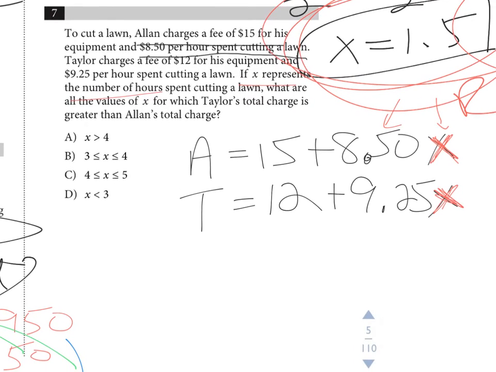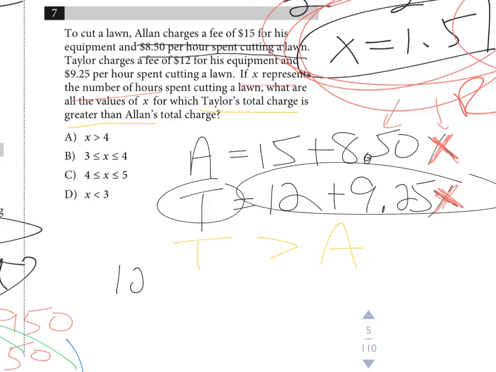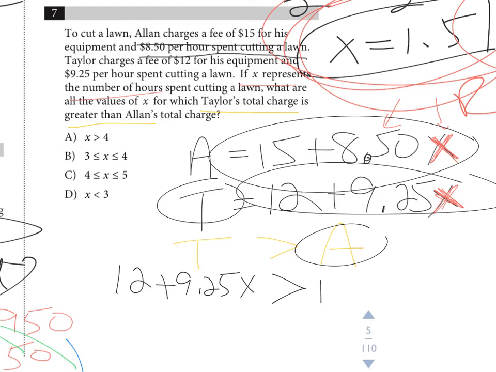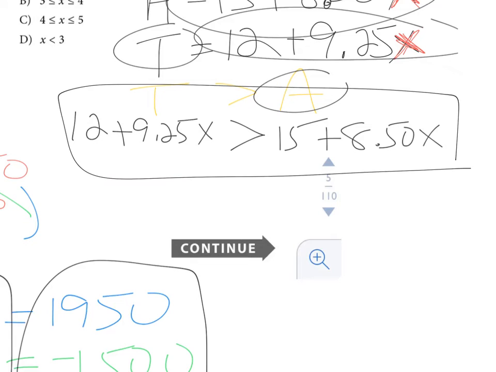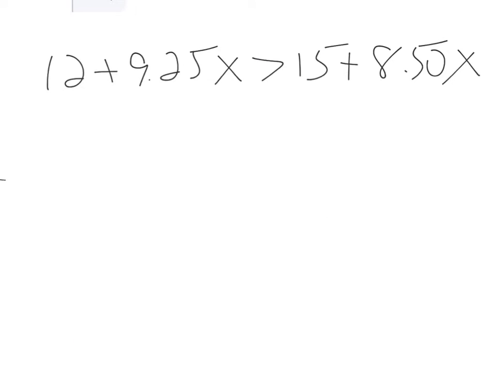Now the question said, what are all the values of X for which Taylor's charge is greater than Alan's? So I want Taylor's to be greater than Alan's. Well, Taylor's is 12 plus 9.25x. I want that to be greater than Alan's, which is 15 plus 8.50x. So this question comes down to you solving a good old-fashioned inequality. So here we're going to solve this like we would solve an equation. I'm going to subtract 8.50x on both sides.